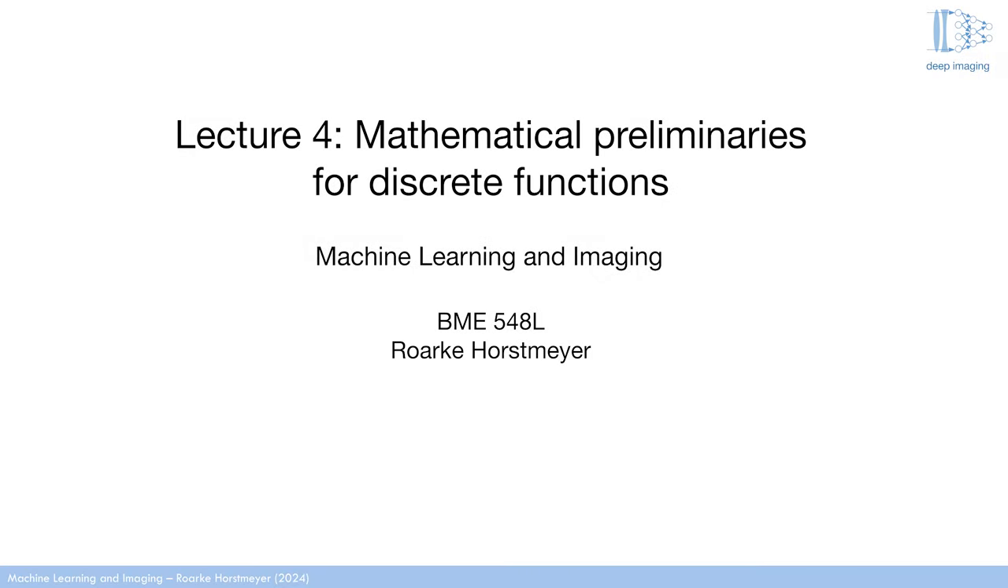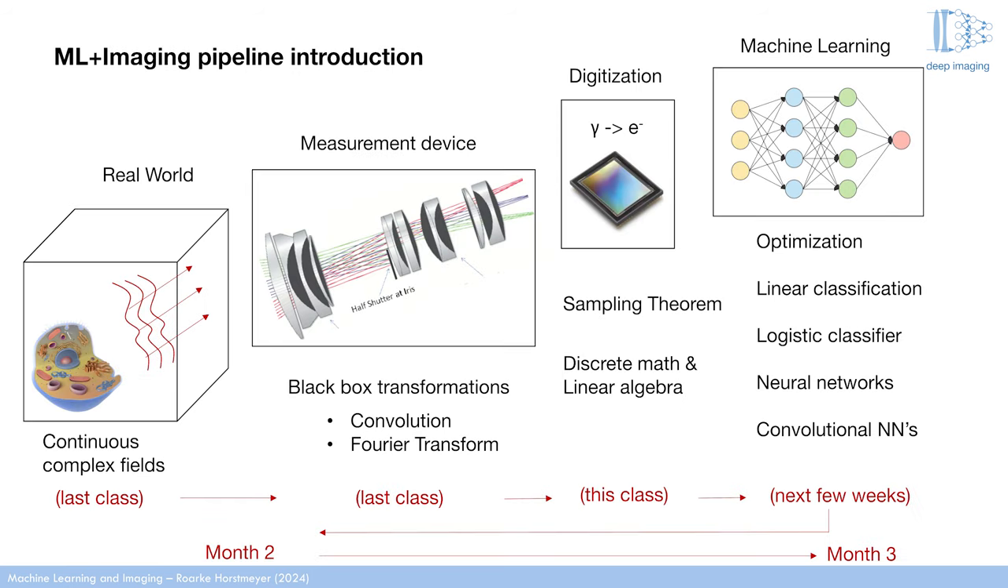So yeah, today we're going to try to finish up most of the mathematical preliminaries for the class. In this class, we're going to talk about the digitization step where the radiation is now reached by the vector. That will allow us to describe the sampling theorem and then talk about discrete math. Because after the sampling theorem is applied to our continuous radiation field that we want to measure, then we can digitize it and understand the digital signal and how that's going to pass through our machine learning analysis.